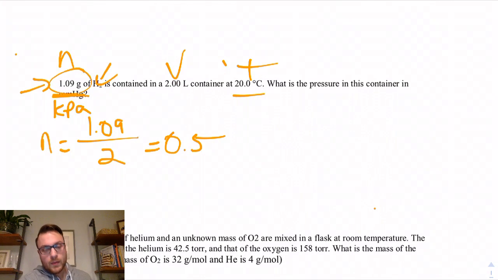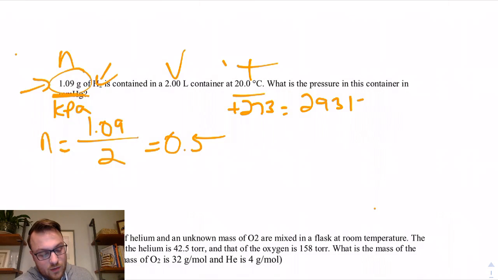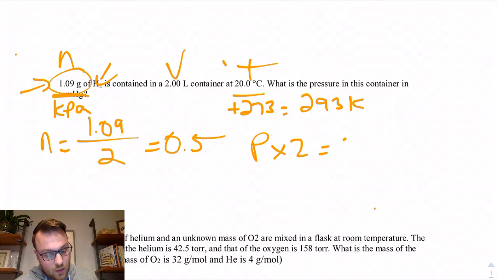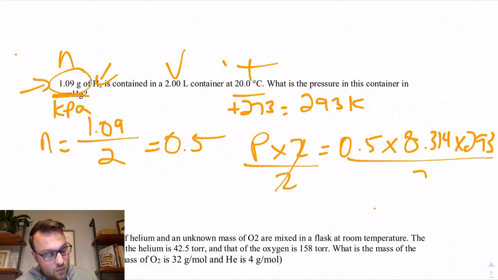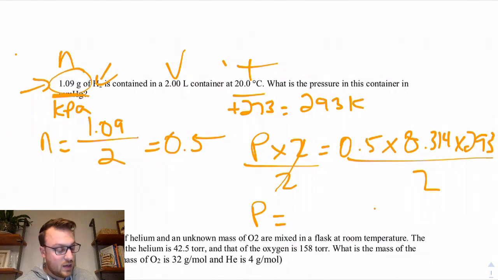Your temperature, you have to convert to Kelvin, add 273 to that. You'll get 293. And then from here, it's just a little bit of setup and a little bit of algebra. Pressure is your unknown. You have volume. You have moles. R, if your pressure unit is kPa, is going to be 8.314, times 293. Divide both sides by 2. And just multiply and divide over there on the right.